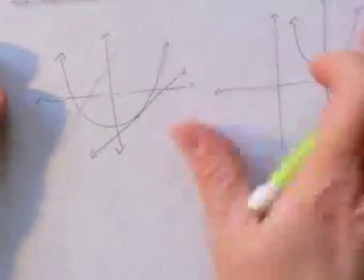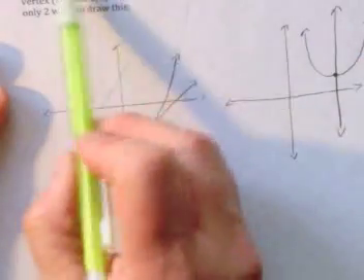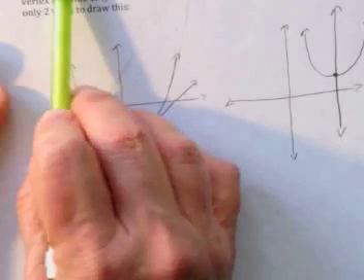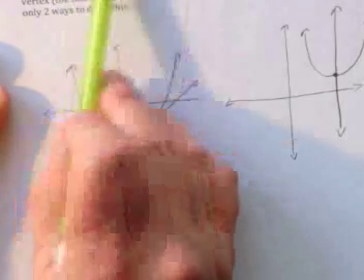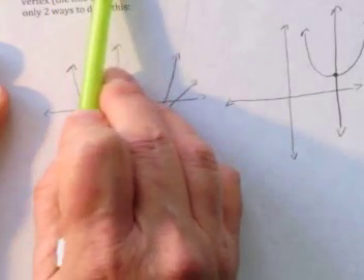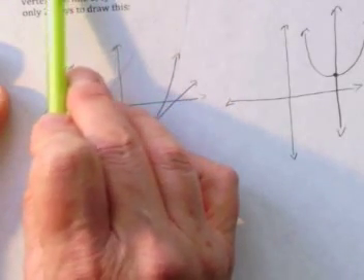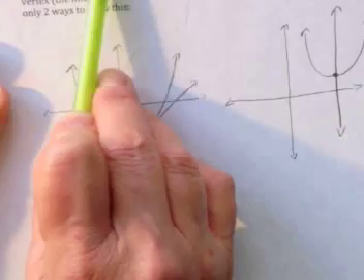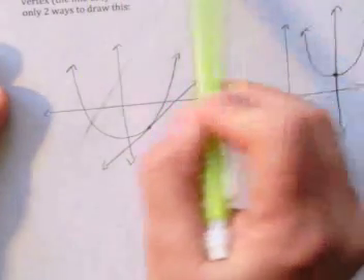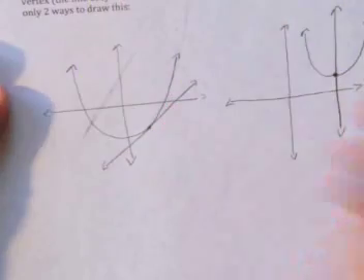So the steps in sketching a system are to determine what we're sketching. We might be sketching two lines, linear, linear. We might be sketching two parabolas, which the problem would tell us by saying quadratic, quadratic. And then to determine how many times those graphs should meet.